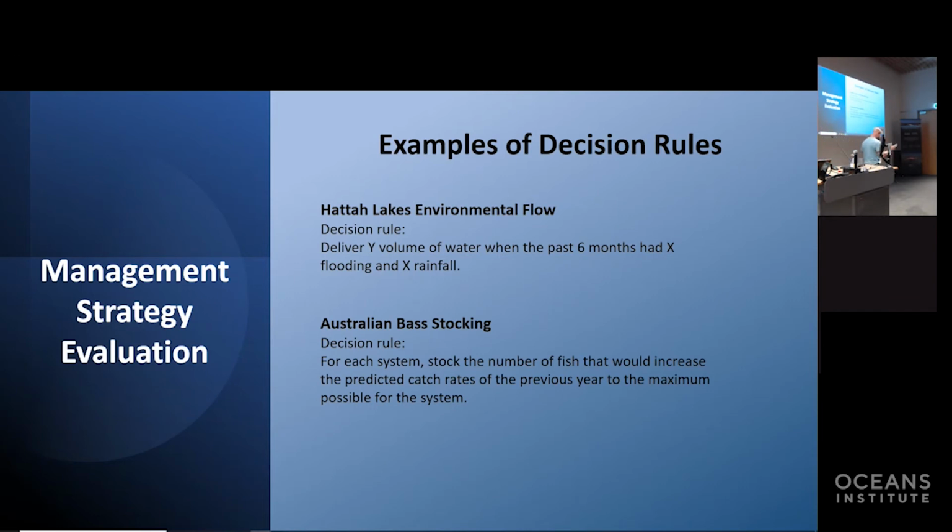All right. So what's a decision rule? A decision rule is a rule that a manager can use that will impact the decision they make each year, right? And it's dynamic. So there's a rule, but that means the actual management action will be different each year. And so one example, like for the Hatter Lakes environmental flows: each year a manager could look back and say, well, how much water do I send into this wetland? How much flooding occurred in the past 6 months? How much rainfall occurred? If it's high, there could be a rule that you would send less water in.